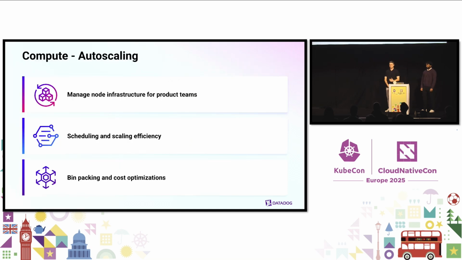At Datadog, Rahul and I both work on a team called Compute Autoscaling. At a high level, the goal of our team is to manage the node infrastructure for product teams, to enable product teams to focus on product development while we focus on the node infrastructure. In doing so, we focus on things like scheduling and scaling efficiency to deliver nodes as fast as possible, as well as bin packing and cost optimizations across our fleet.